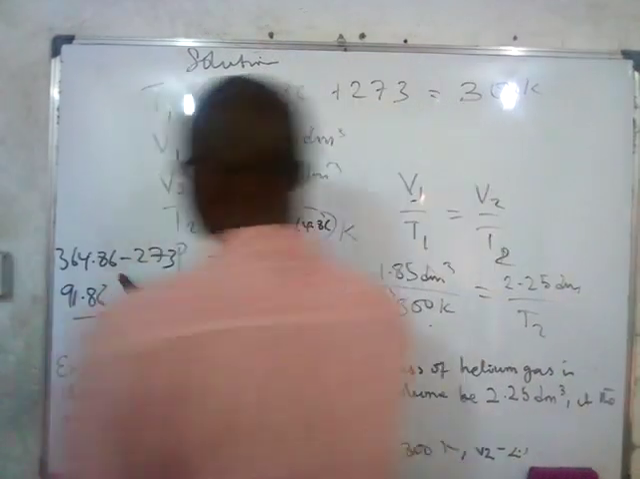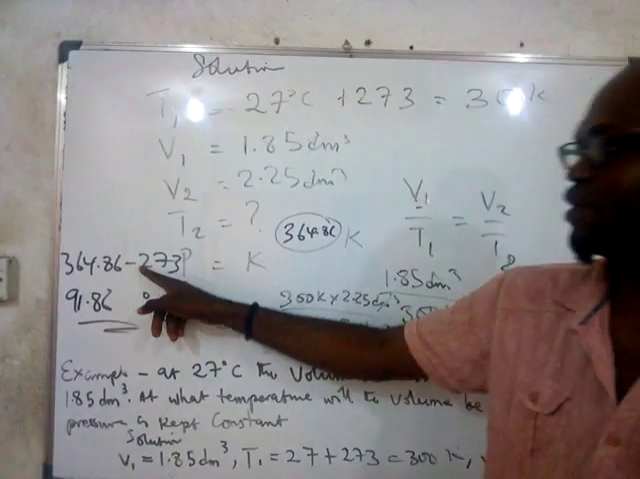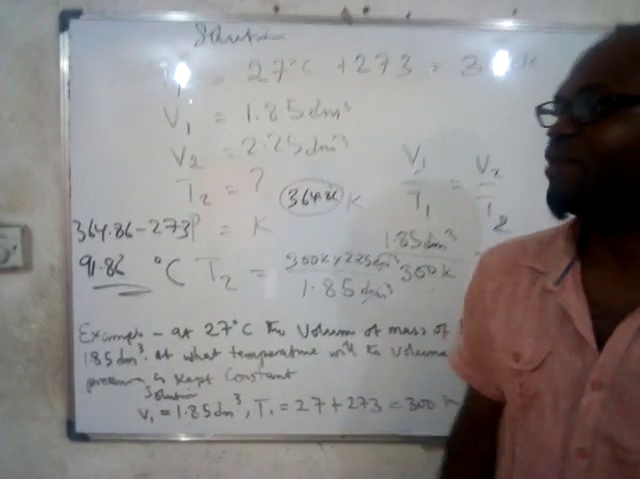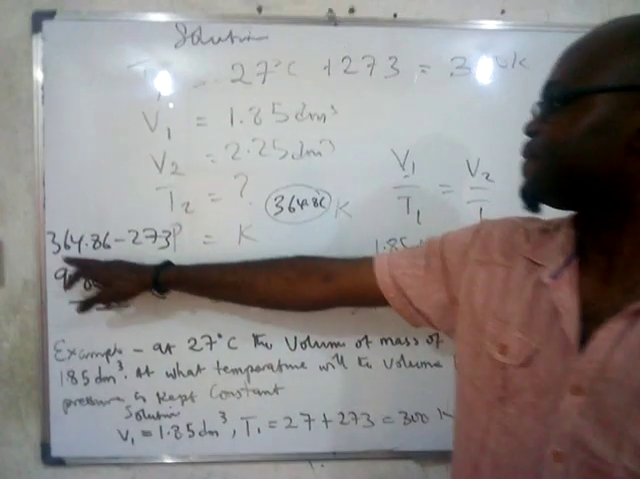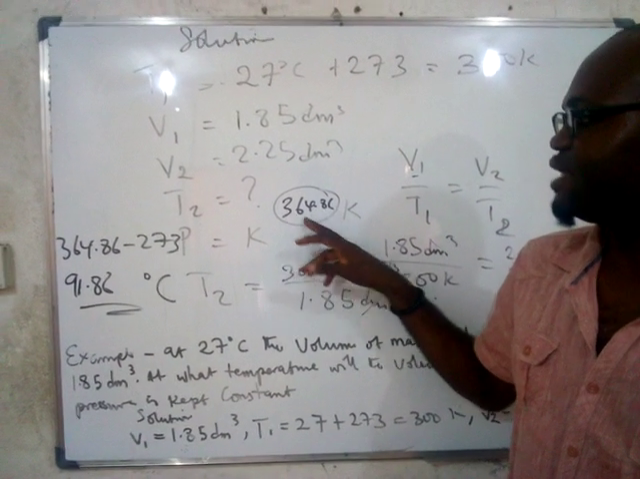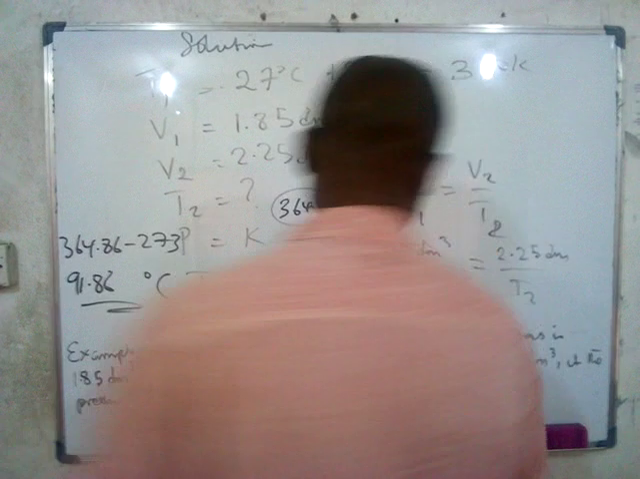So that's what you get in Kelvin. If you want it in Celsius, you just subtract 273 from it. You get 91.86 or 91.9. So the answer is 364.86, which is approximately 364.9. So that's how you go about solving.